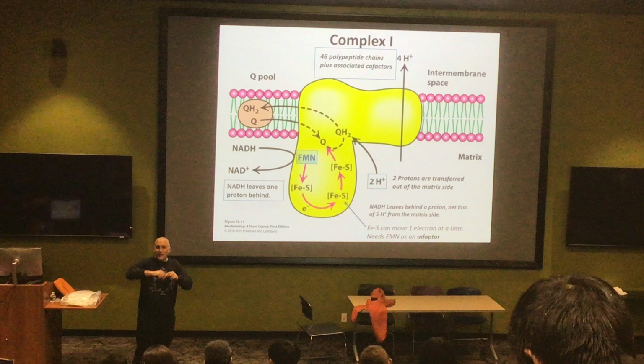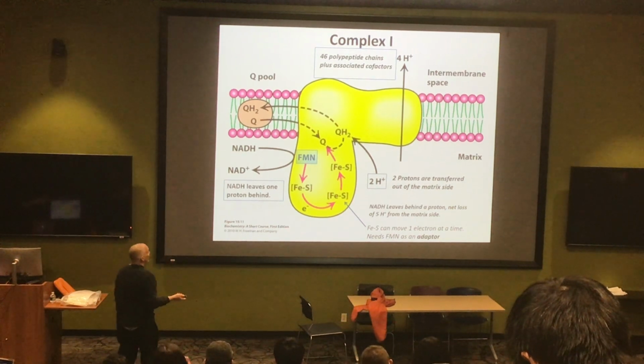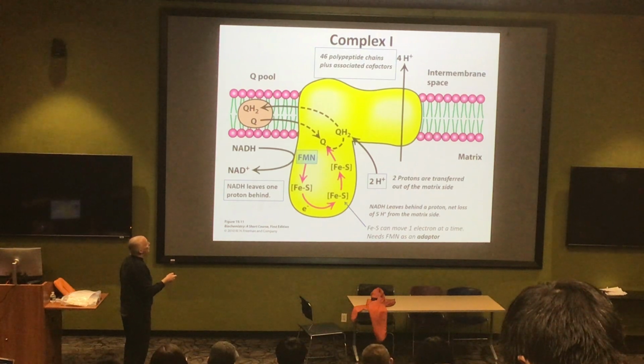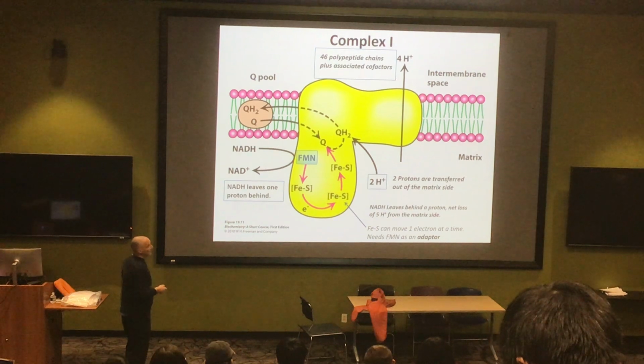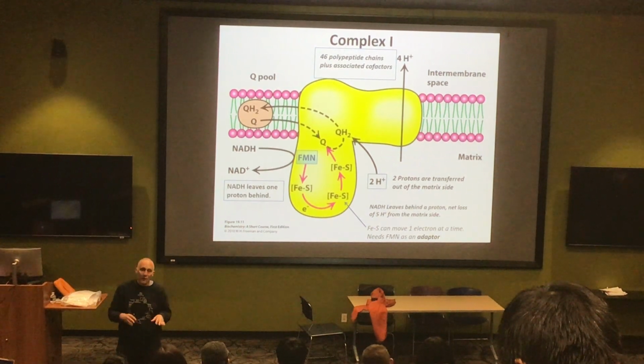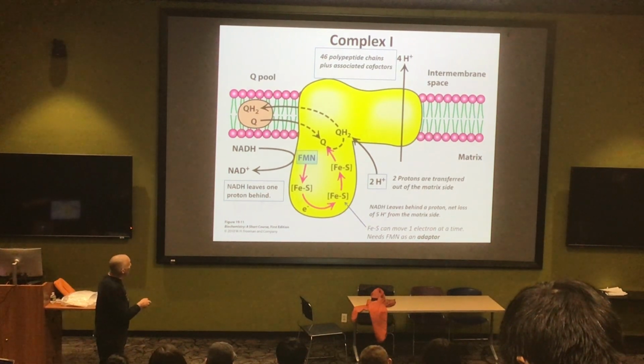Every time you do one of these transfers down the well, the protein changes its shape to the extent that it undergoes a conformational change that moves 4 protons from this matrix side to the intermembrane space. Okay, so that's what this complex of 46 proteins and iron sulfur clusters is going to do. Extract the electrons from the NADH and take 4 protons from this side to that side.